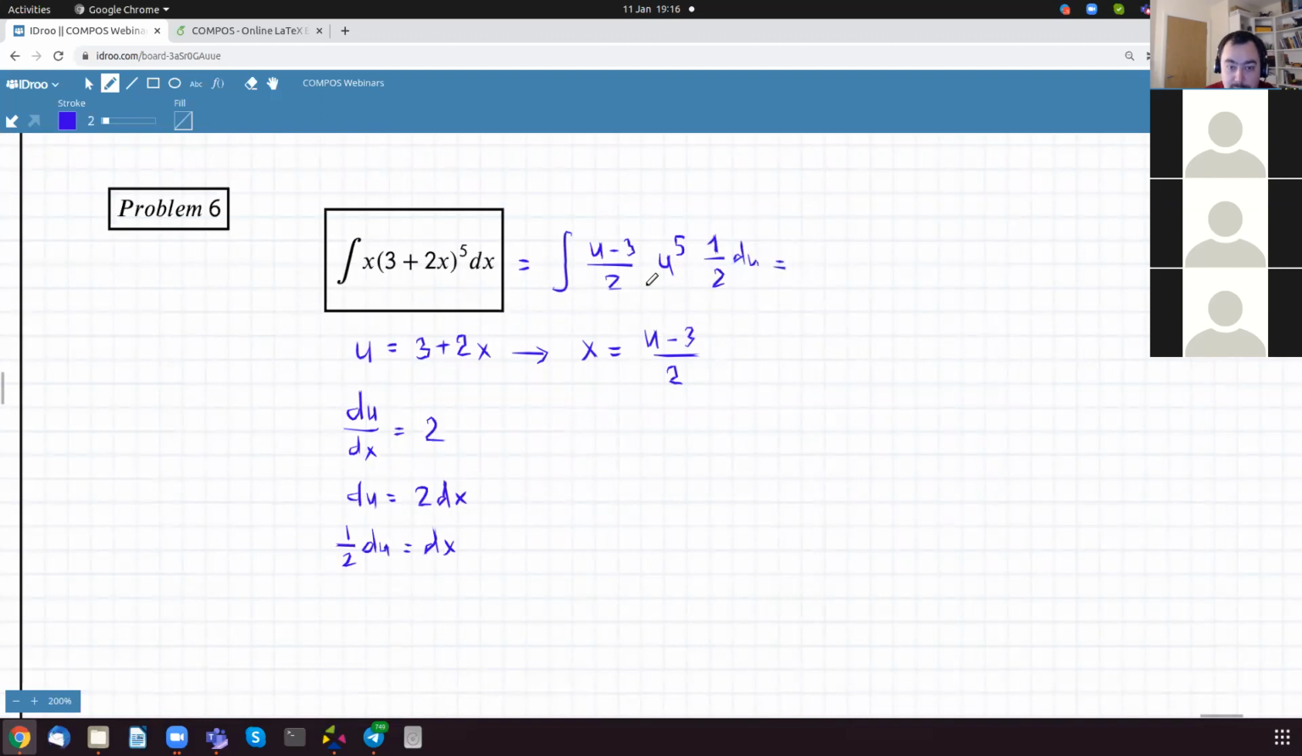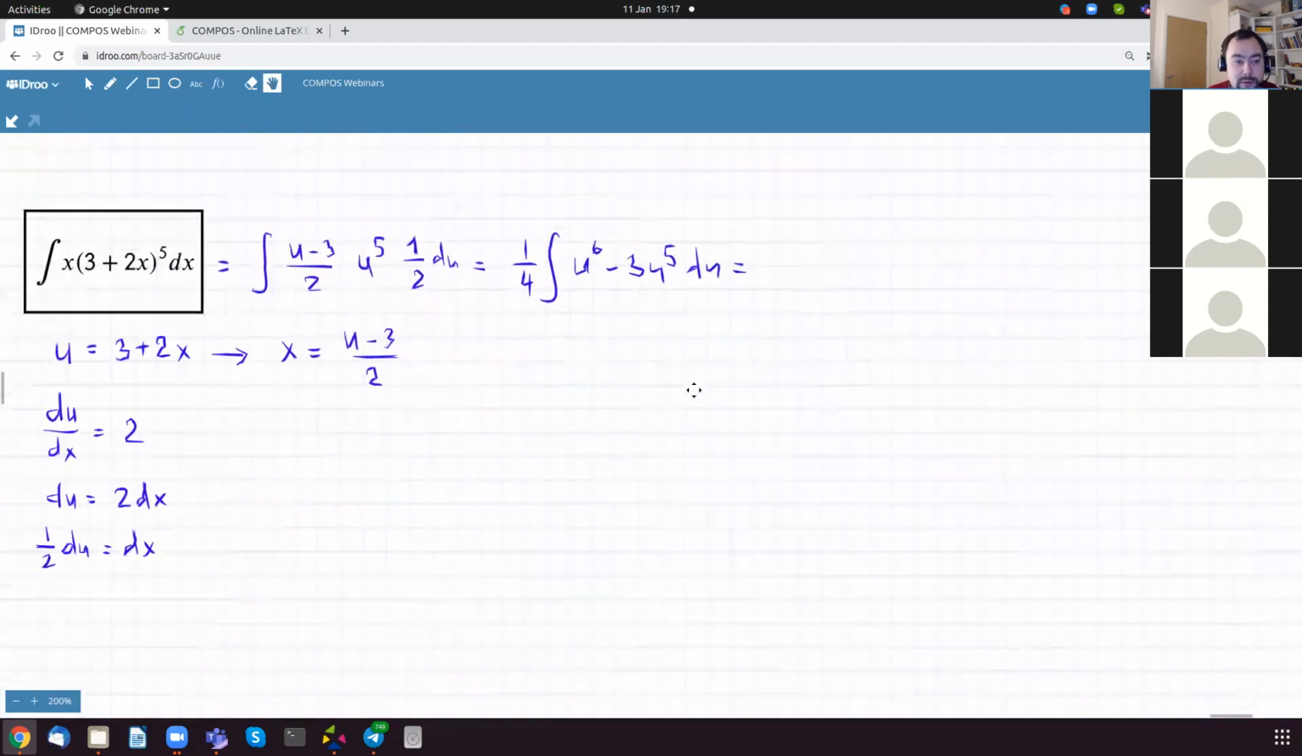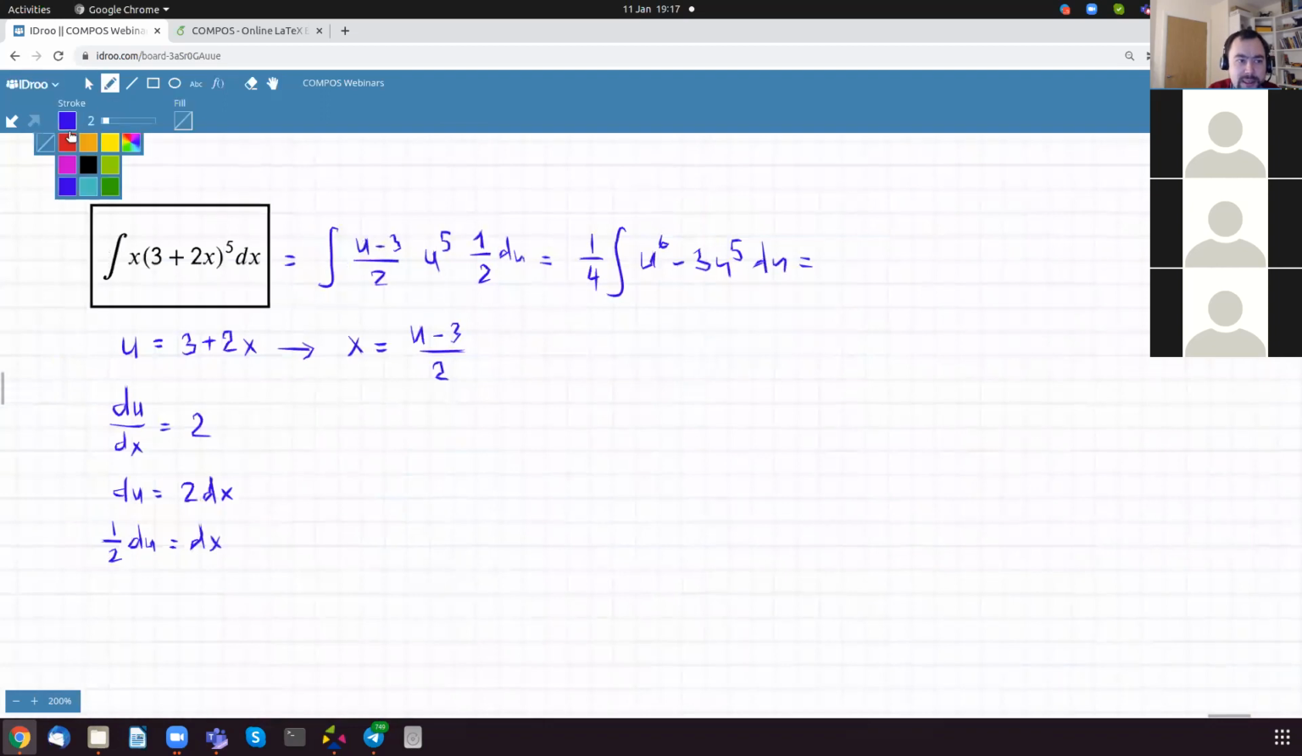So take the coefficients out. So it's a quarter integral of, now it's u minus 3 times u^5. So it's u^6 minus 3u^5 du. And so basically what happened is I went from this integral, which seems very difficult, to this, which is incredibly easy, by using a substitution. Okay.